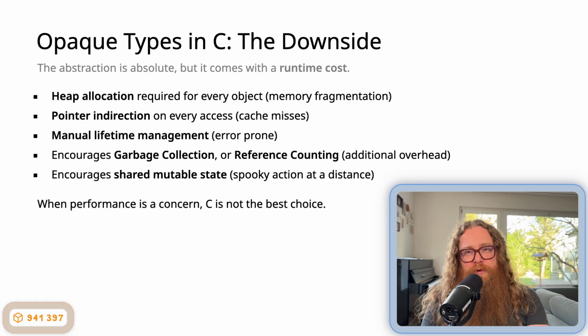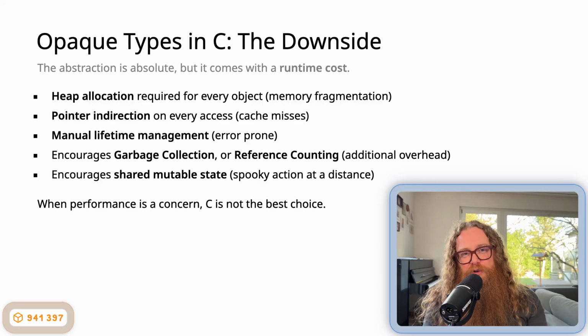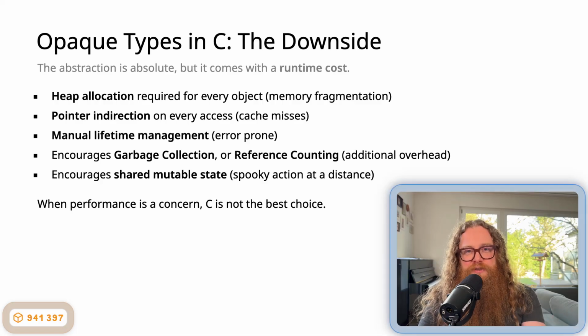So when performance is a concern and abstraction is a concern, so if you have a complex system and you need abstraction, but you also want to have performance, then C is not a good choice, because you always have the trade-off between abstraction and performance.